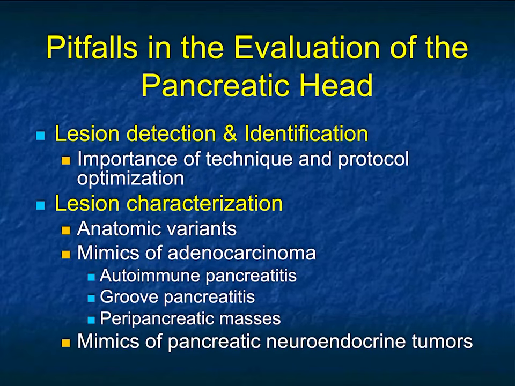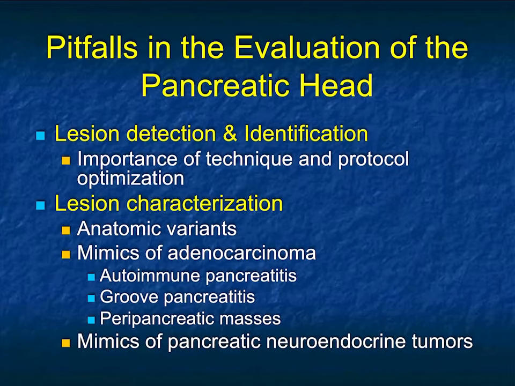Now, when we talk about pitfalls, lesion detection and identification. Everything is finding the lesion or a lesion. But again, as we mentioned, there are some anatomic variants which can be somewhat tricky. You could talk about lesions in the tail of the pancreas and maybe think about an accessory spleen. More commonly than an adenocarcinoma, it simulates a neuroendocrine tumor.